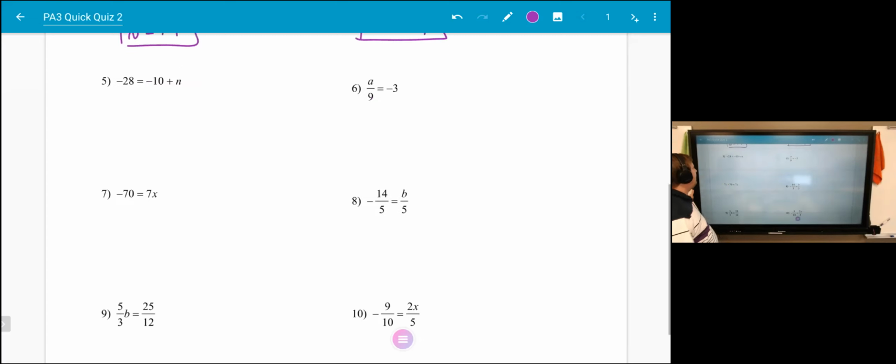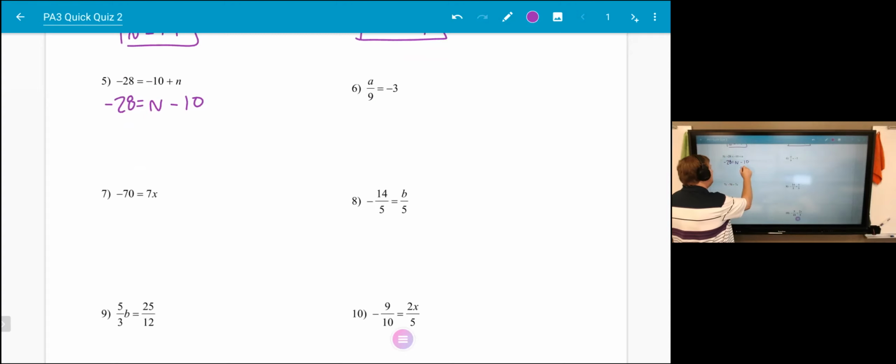Number 5, -28 equals -10 plus n. Now, keep in mind, you could also rewrite this if you're just not feeling confident. Keep the n positive, the 10 is negative. These two statements are the exact same. Keep that in mind when you're rewriting these things.